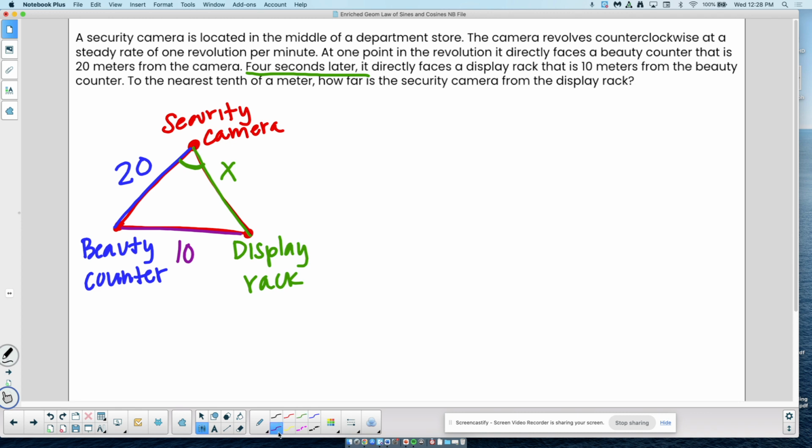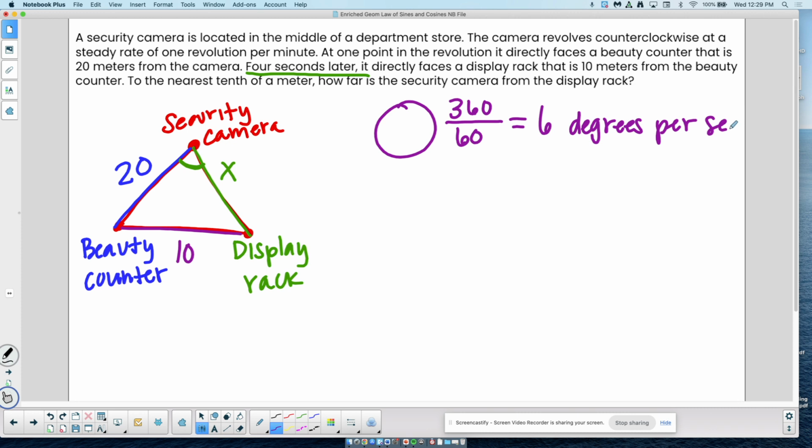So if you think about a circle, if it's going all the way around in 1 minute, how many degrees is all the way around? 360 degrees, right? And it takes 60 seconds to do that. So if we want to figure out per second how many degrees it's turning, 360 divided by 60 is 6 degrees per second. And we went 4 seconds. So 6 times 4 is 24 degrees. So we just found this to be 24.